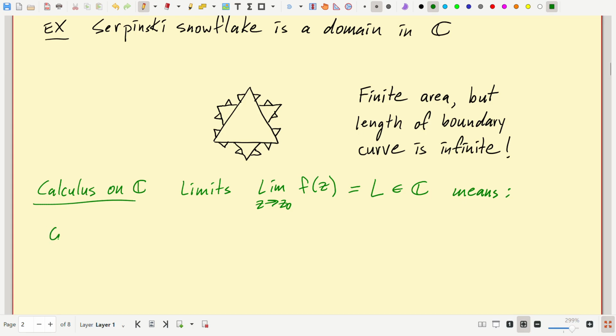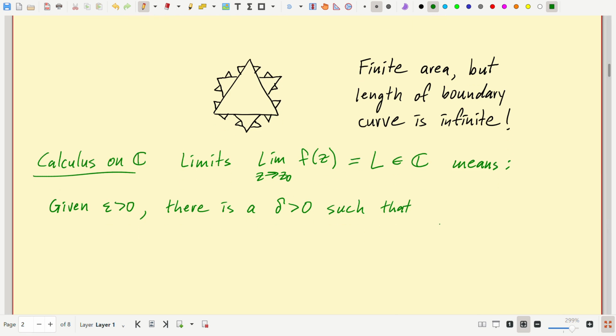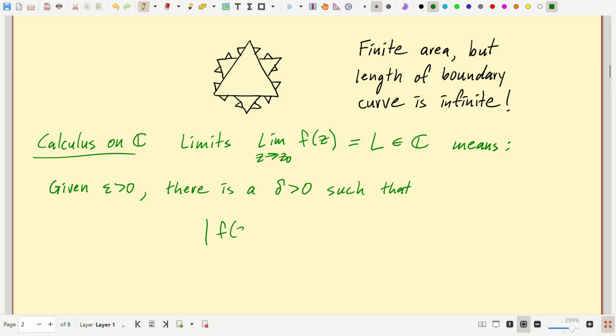like in freshman calculus, given an epsilon bigger than 0, there is a delta bigger than 0 such that the absolute value of f of z minus the limit L is less than epsilon when the absolute value of z minus z naught is less than delta and z is not equal to z naught.